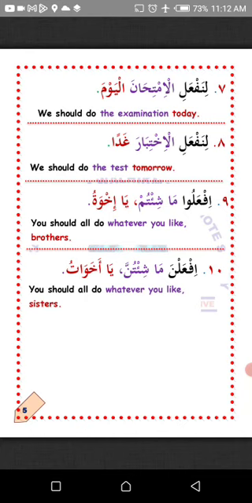عشرة, number 10. افعلن ما شئتن يا أخوات. افعلن ما شئتن, you should all do whatever you like, يا أخوات, sisters, commanding a group of female persons. لعلك فهمت? I hope you understand. MashaAllah.